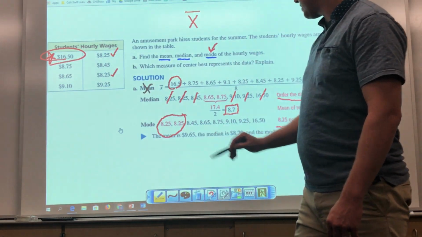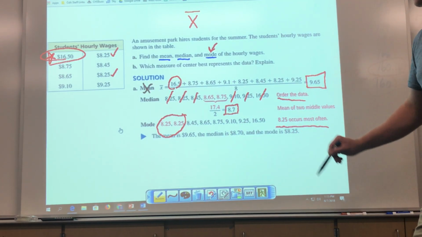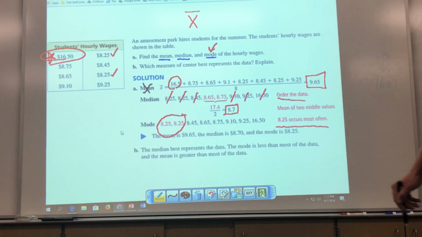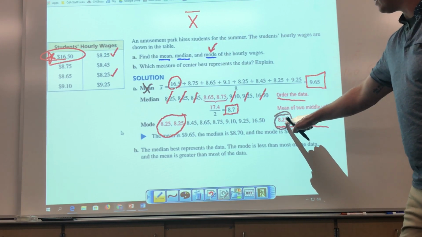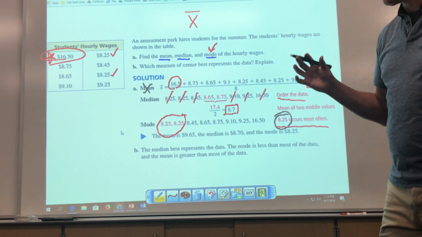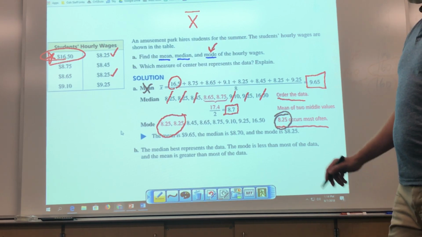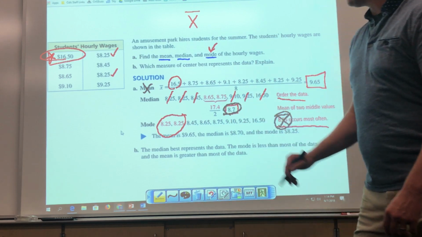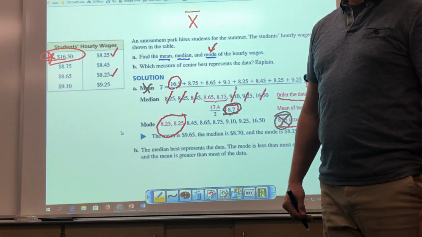The mean is $9.65. The median is this, and the mode is this. But what represents our data the best is the median, okay? Because the median kind of hits in the middle of our data and summarizes all of our data points the best. There are some below that and some above. Let's see, right here, $8.70 is the best representation of all of our numbers in that list. All right.